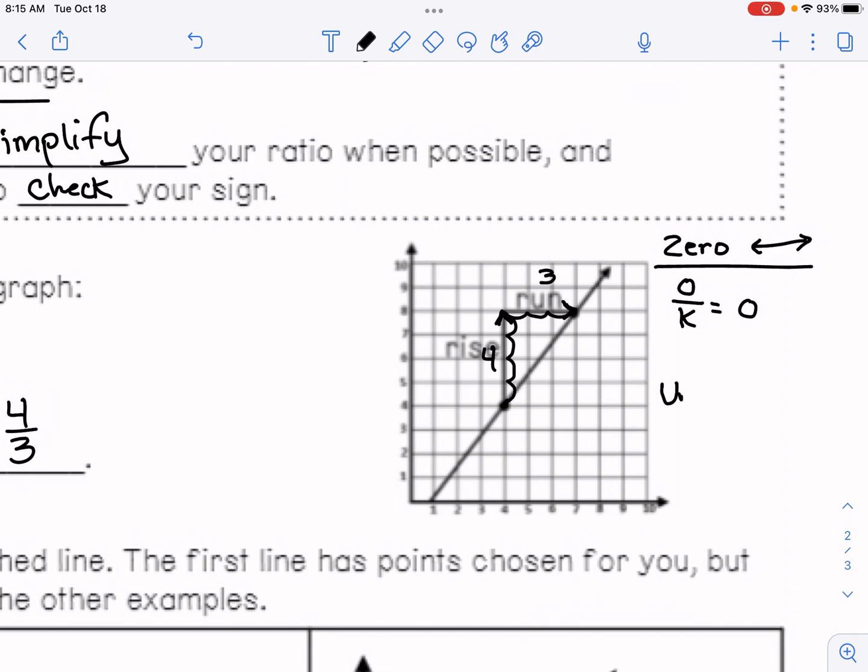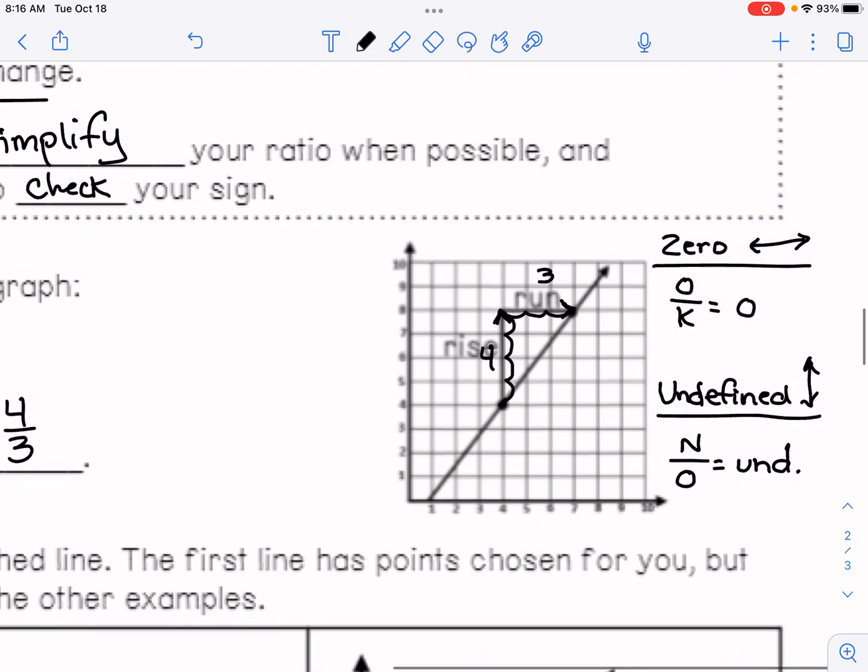Versus the other special graph, undefined. Undefined is completely vertical. And that fraction is where we have a 0 in the denominator. We say that this is no, you cannot have that. You cannot divide by 0. This is what we call just undefined, but we'll abbreviate this as UND. Okay, so you're going to see some of those examples below.